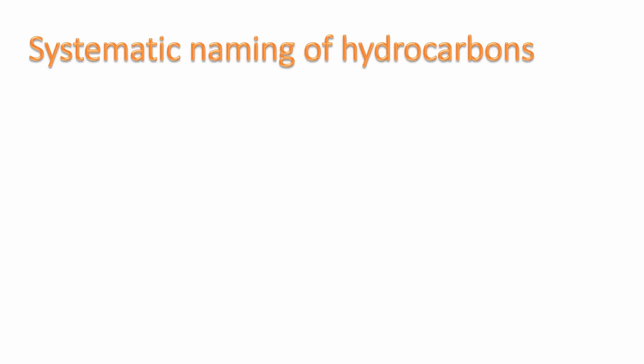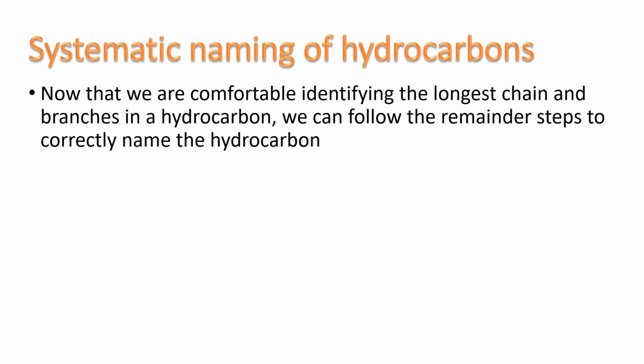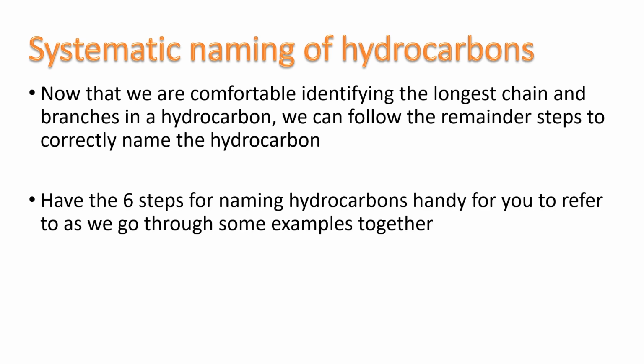So if we now go on and have a wee think about the actual systematic naming of hydrocarbons, bringing everything we've covered together so far to correctly name hydrocarbons using all of our steps. Now, what I would like you to do is have the 6 steps for naming hydrocarbons handy for you to refer to when we go through examples together. So that was the slide that covered 1 to 6, showing you talking about finding the longest chain, identifying branches, numbering the hydrocarbons, etc. Have that with you as we go through these examples.